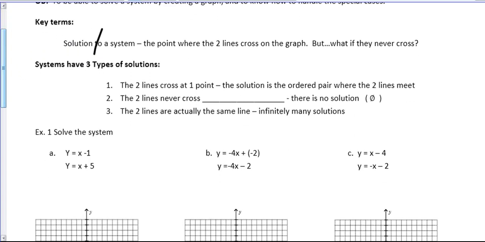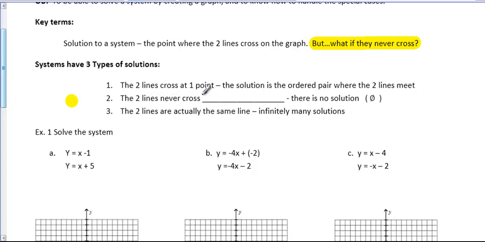Remember our term system of equations: a solution to a system of equations is when the two lines meet at a certain point. And you'll notice there's a question here: what if they never cross? Or what if there only appears to be one line? There are some special cases, and that's what we're going to be looking at today.